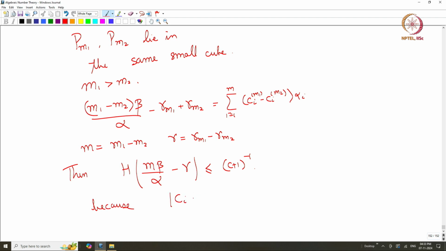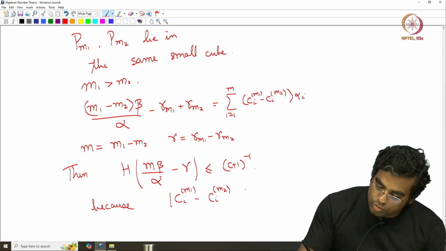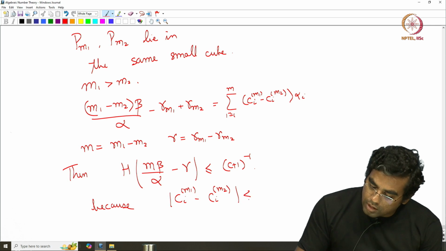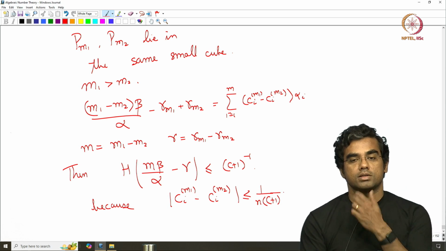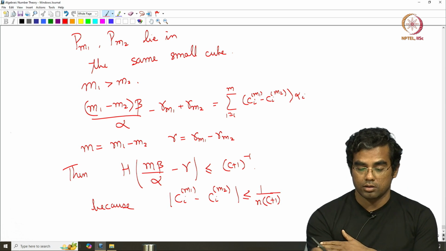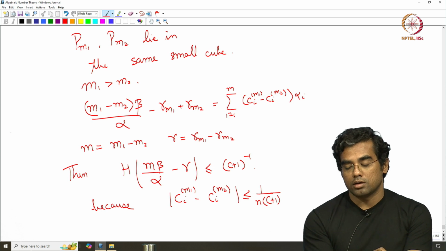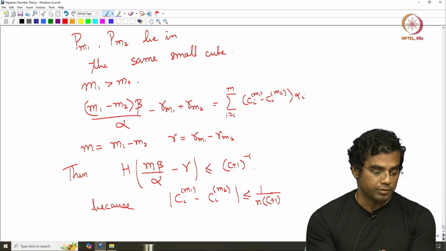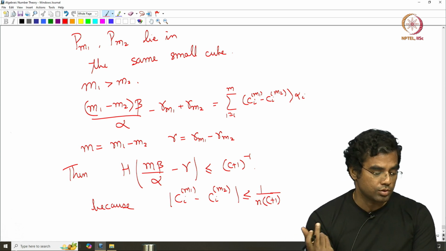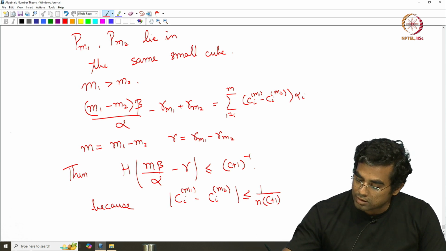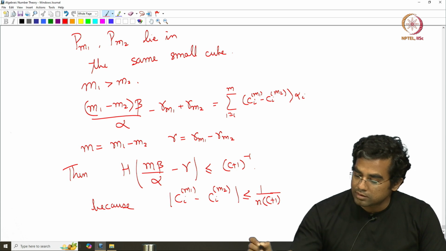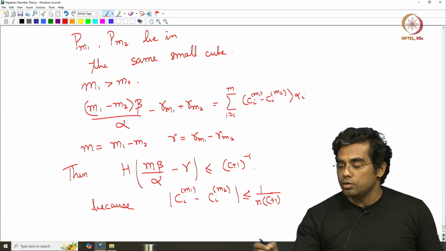Because mod of C I m1 minus C I m2, because they are in the same small cube, this is less than or equal to 1 by n times C plus 1. Okay. That is how we get the height is C plus 1 inverse, right, because you are adding n of these things, and so you have to have n in the denominator. All right, so fantastic. That's the main technical thing that we are going to use.